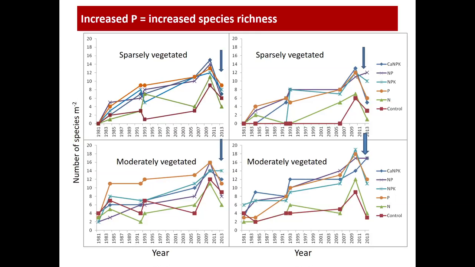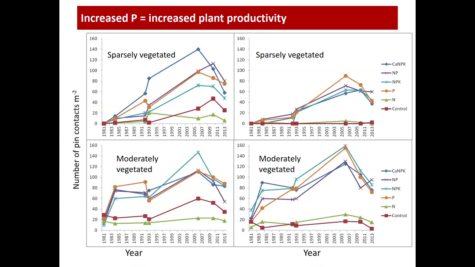But then there is this quite sharp decline in all our blocks, that we think coincided with a particularly extreme drought event in early 2013, which would have had quite an adverse effect on the important early few months of plant growth. So with increased plant species richness, there's also a very similar pattern with increased plant productivity.